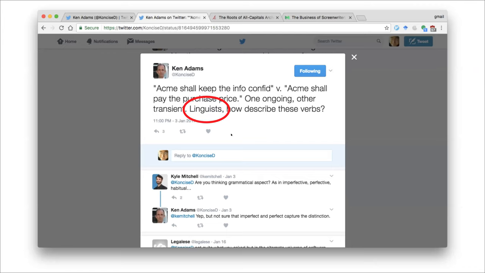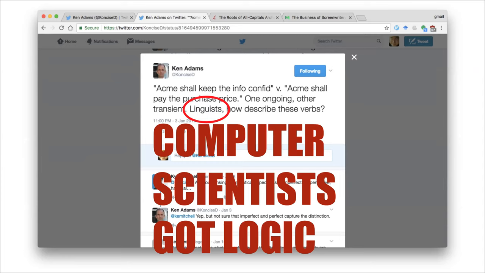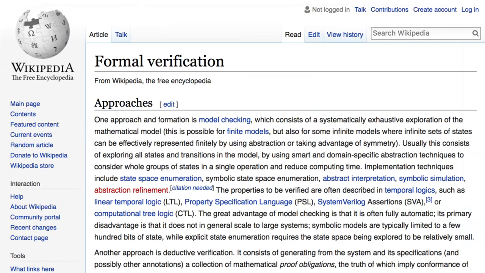On the one hand, you need to keep information confidential on an ongoing basis. And then on the other hand, you should pay the purchase price, but you pay it once and you don't have to pay it again the next day. And here he was on Twitter, and I was like, okay, dude, you're asking the wrong people, right? You're asking linguists when actually you should be asking computer scientists, because we have the logic to answer this question. Let me show you how we answer the question with logic.